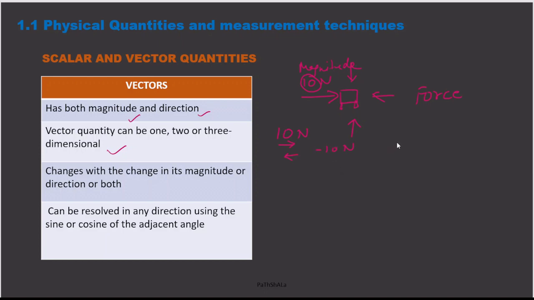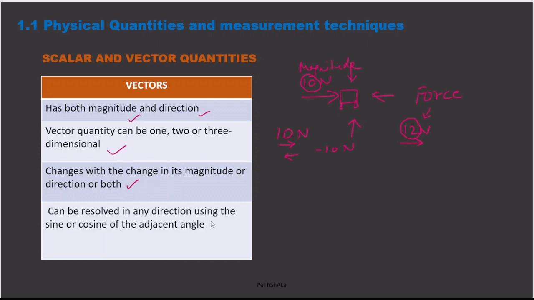But if I say it is in the same direction, but this time instead of 10, I am applying 12 newtons. So the direction is the same, but the magnitude has changed. Still, we will say that force has changed. Why? Because the magnitude has changed. So either the magnitude changes or the direction changes, we will say that force is changed.